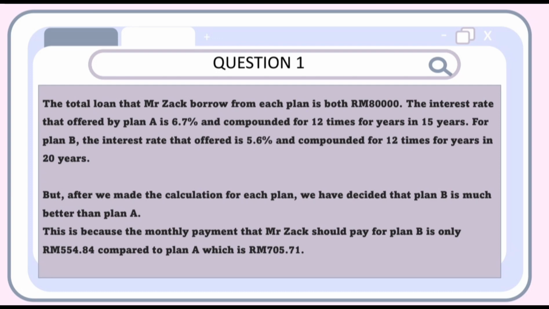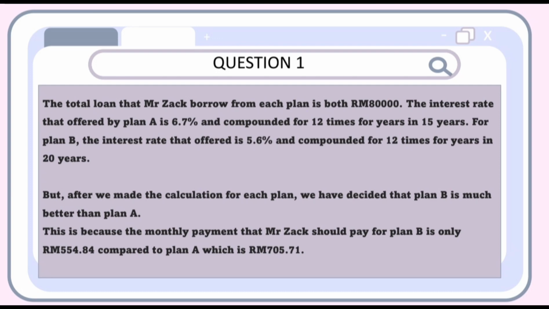The total loan that Mr. Z borrowed from each plan is worth 80,000 ringgit. The interest rate offered by plan A is 6.7% compounded 12 times a year for 15 years. For plan B, the interest rate offered is 5.6% compounded 12 times a year for 20 years.